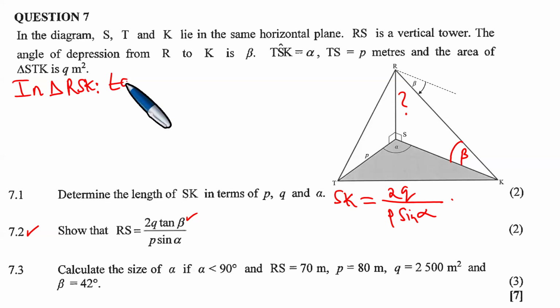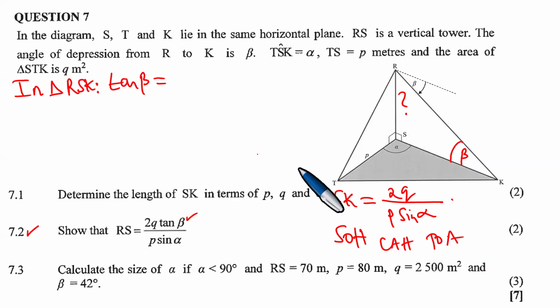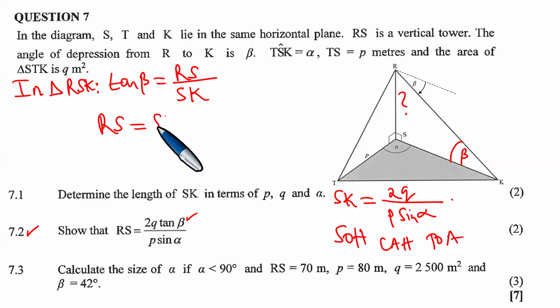Meaning that we can decide to work in triangle RSK so that we have the tangent of beta. Tangent of beta is opposite over what? Opposite over adjacent using SOH CAH TOA. So the tangent of beta becomes exactly opposite over adjacent, and opposite here is exactly RS over adjacent. Adjacent is exactly SK. We cross multiply, and we're able to see that RS is actually SK times the tangent of beta.